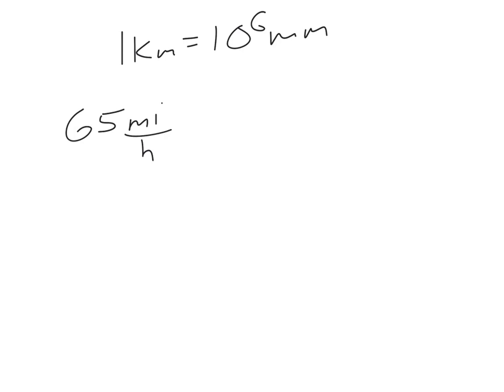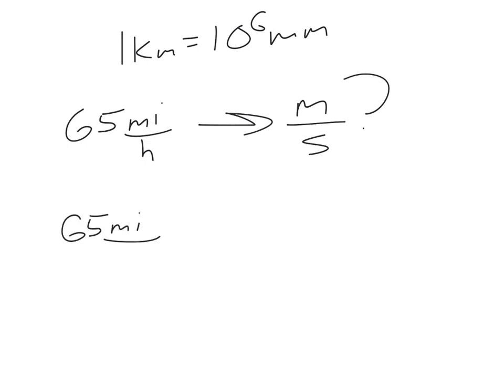Now, I'm actually going to go a step further because when we do physics, we're going to get very used to the speed in meters per second. So I'm going to say I want to convert 65 miles an hour, and how many meters per second is that? That's going to be my question mark. We can totally do this. So I'll start with my number, 65 miles over hours.